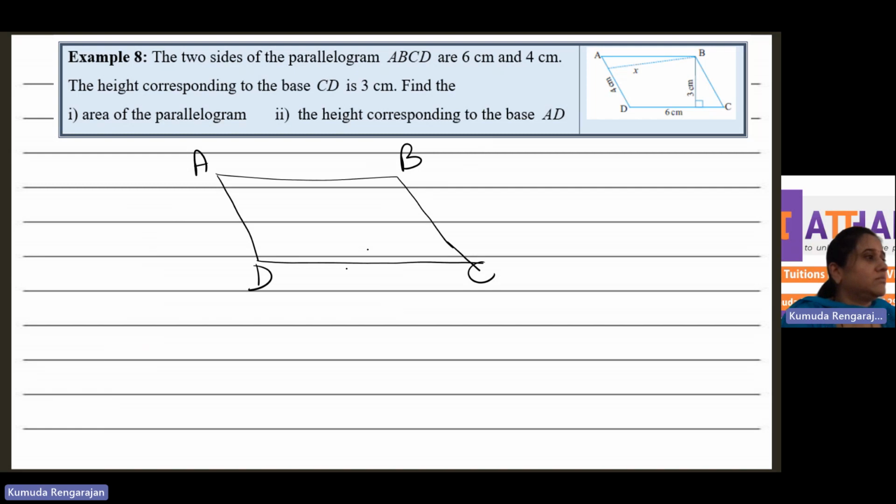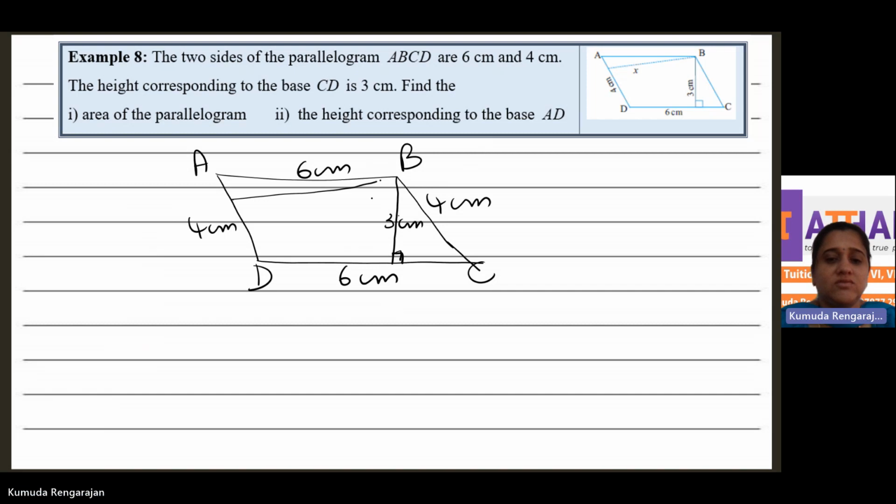How much is CD? 6 centimeters. Then how much is AB? 6 centimeters. Why? Because opposite sides are equal. How much is AD? 4 centimeters. Then how much is BC? Now these are altitudes. Can you see this line segment? This is an altitude. How much is the angle? 90 degrees. But what is the length of the altitude? 3 centimeters. And what is this? This is also an altitude.